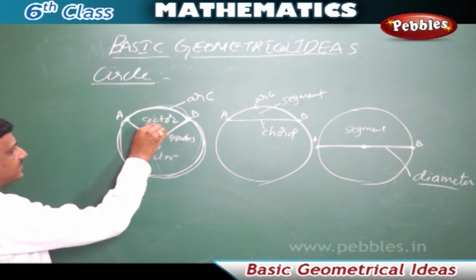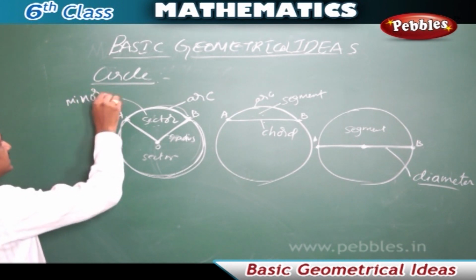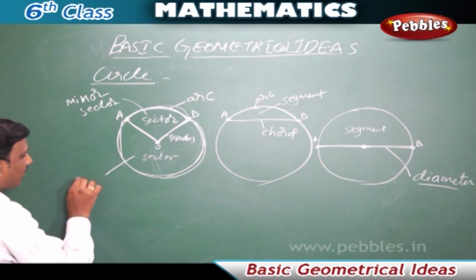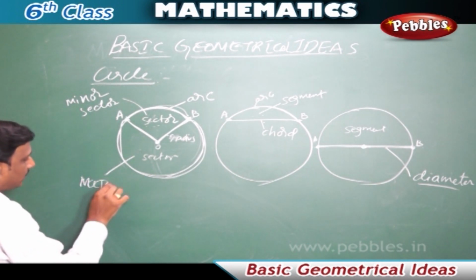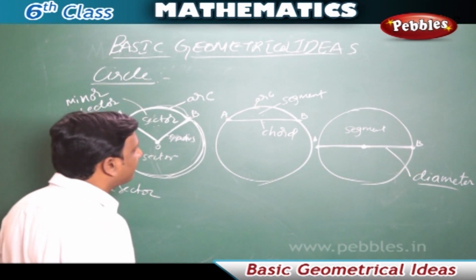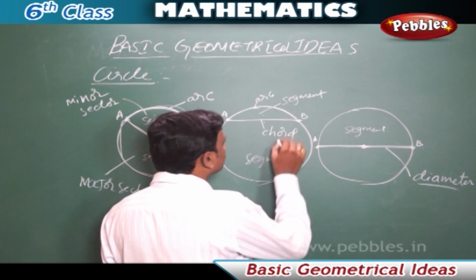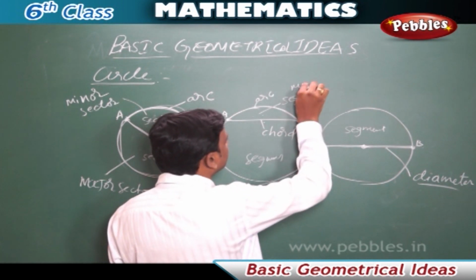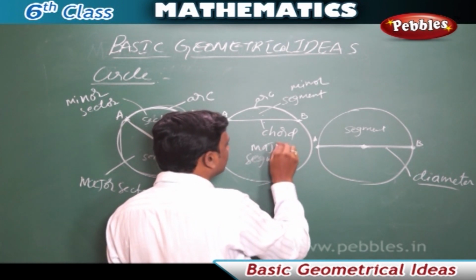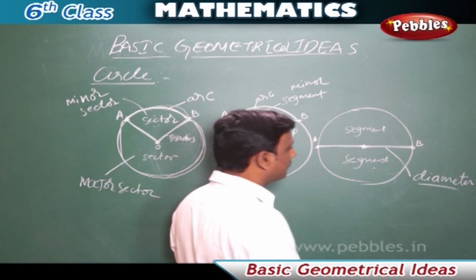But what is the difference? This is a small sector, so we call it minor sector, and this part is called major sector. In the same way, here this is a segment and this is also a segment. So this is a minor segment and this is a major segment. Here both the segments are of equal size.